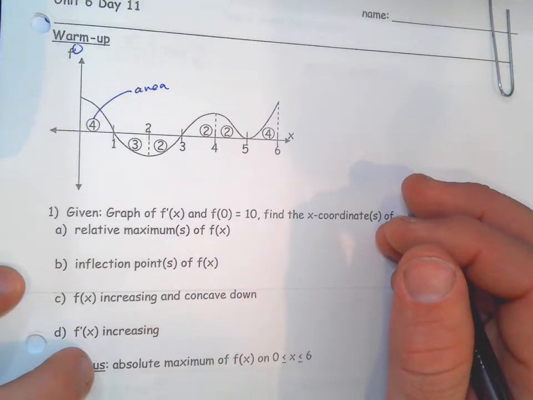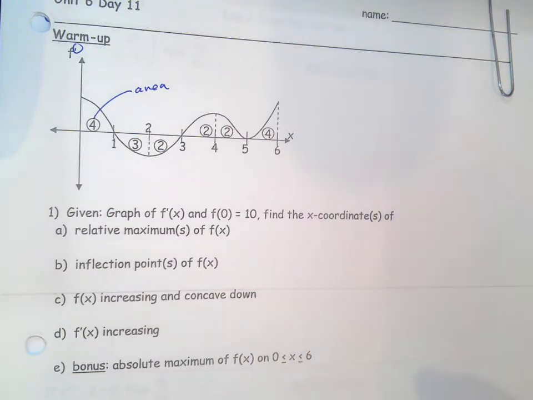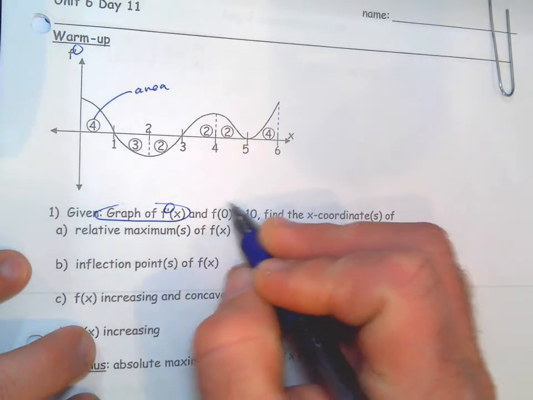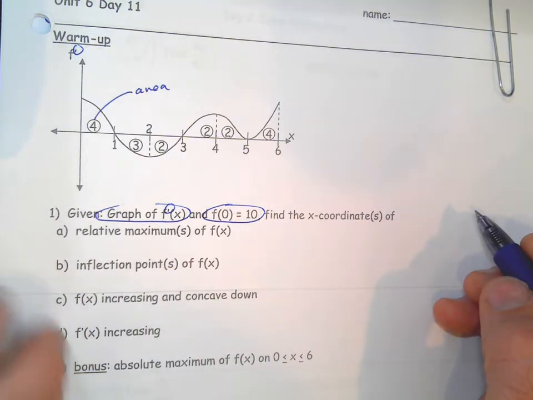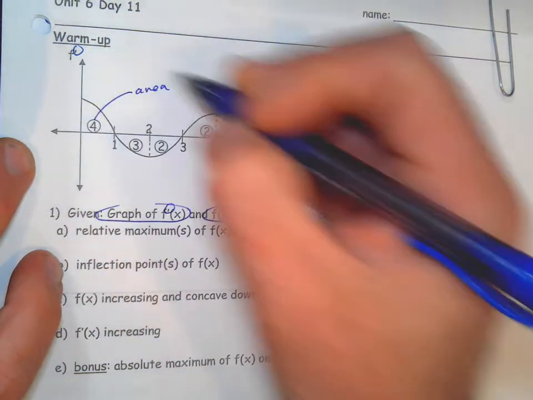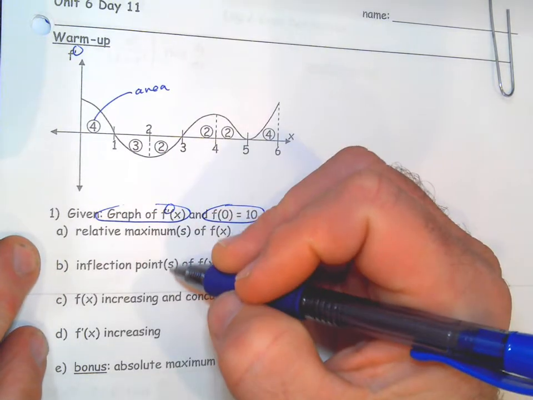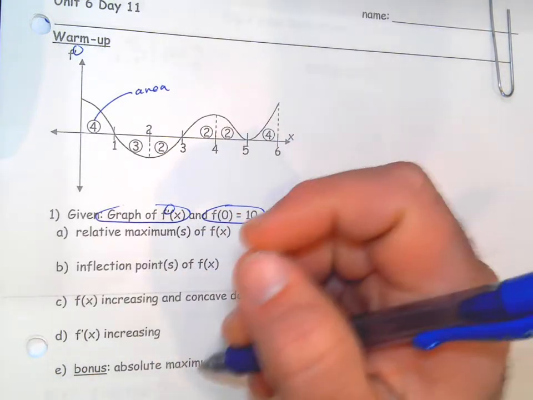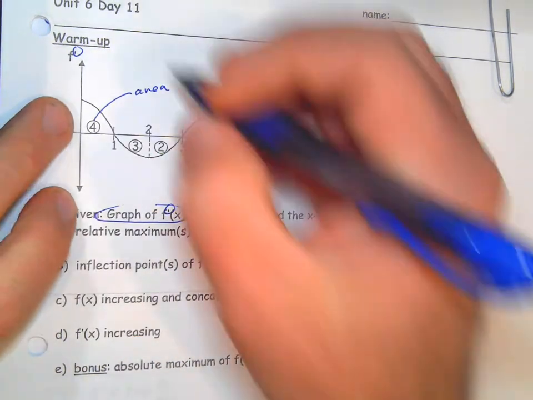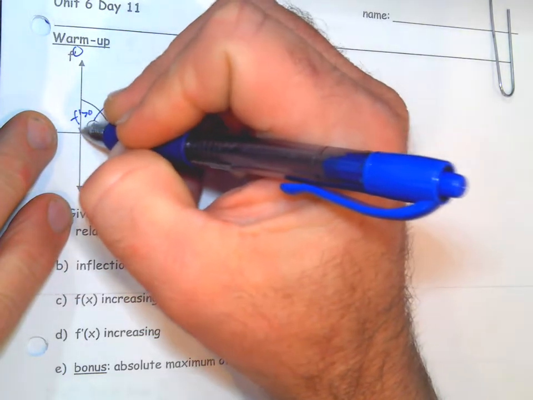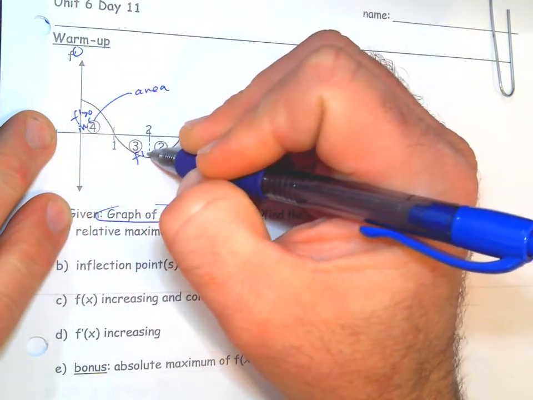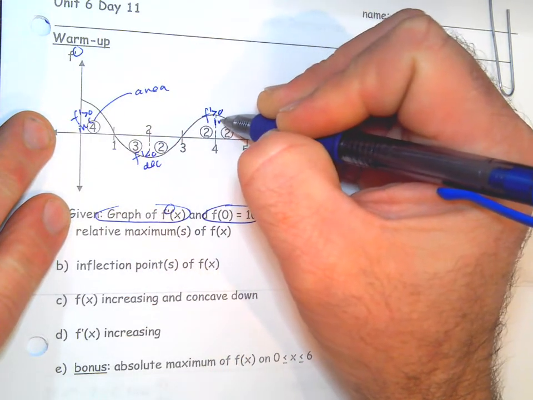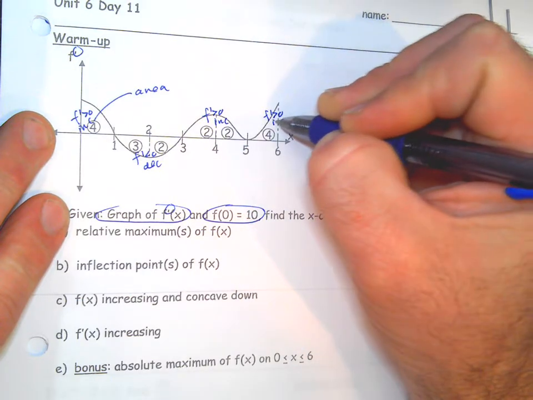Okay, assuming you have tried these, you've been given the graph of f prime and an initial value, f(0) is 10, that's not on this graph. You want to find relative maximums, where f is increasing, concave down, where f prime is increasing, and the absolute max. I'd label this graph first: f prime is positive, increasing; f prime is negative, decreasing; f prime is positive, increasing; f prime is positive, increasing.